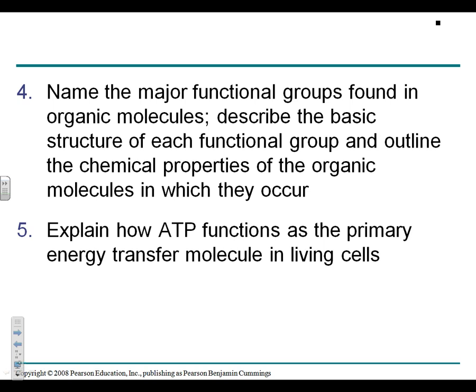It is critical that you be able to name the functional groups found in organic molecules, describe the basic structure of each, and outline the chemical properties of the organic molecules in which they occur. When watching this on your own, you can go back to the previous slides, stop it, and look at the key points about each of those functional groups. You should also be able to explain how ATP functions as the primary energy transfer molecule in living cells. Over the next couple days, we're going to be talking about that energy. That concludes our discussion.